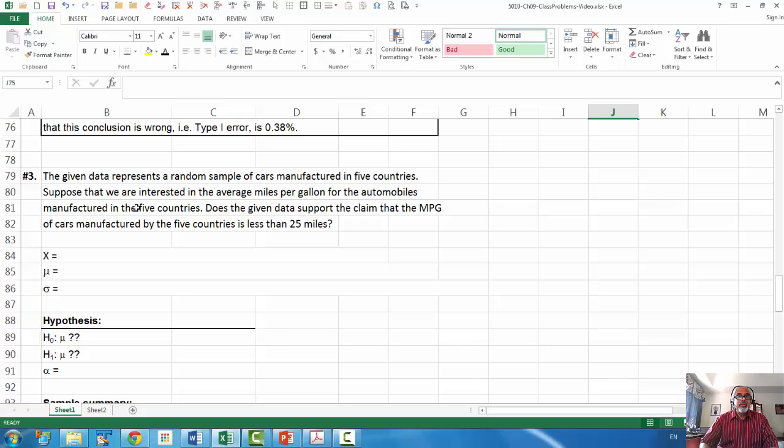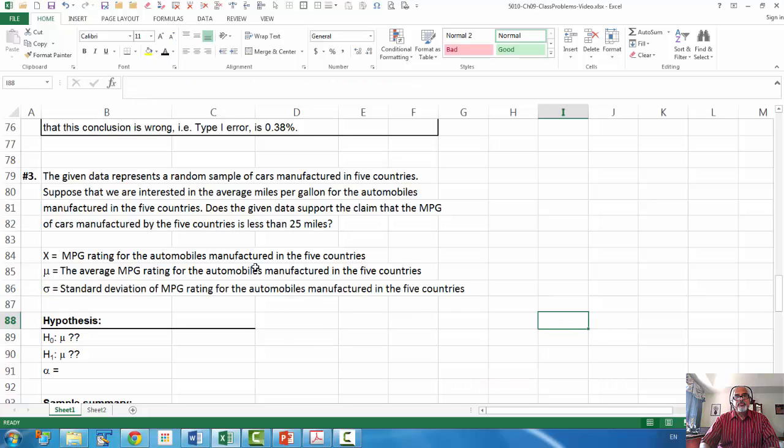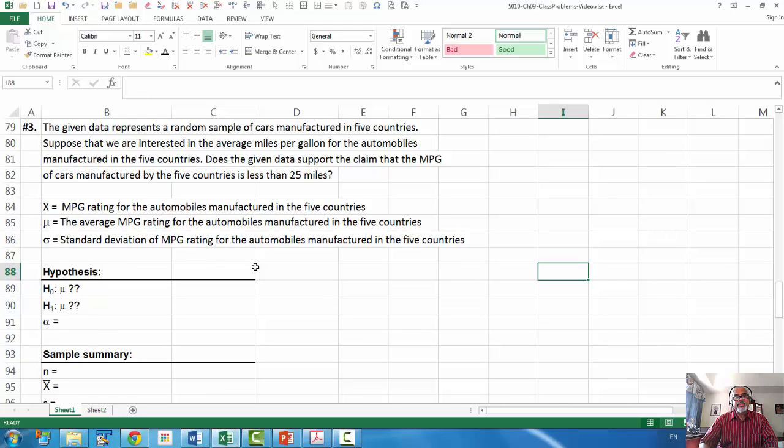Now, does the given data support the claim that the miles per gallon is less than 25 mpg for these 5 countries? Here X is the miles per gallon rating for the automobiles manufactured in the 5 countries. Mu is the mean of that. Sigma is the standard deviation of that. Now we want to test whether the MPG rating for the automobiles manufactured by these countries is less than 25 miles.